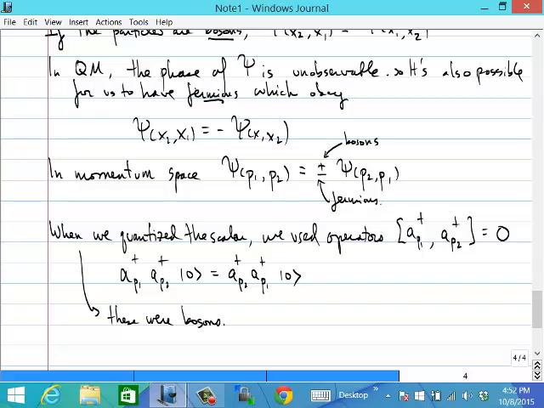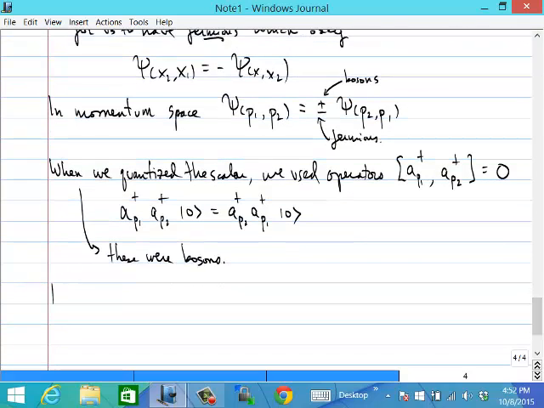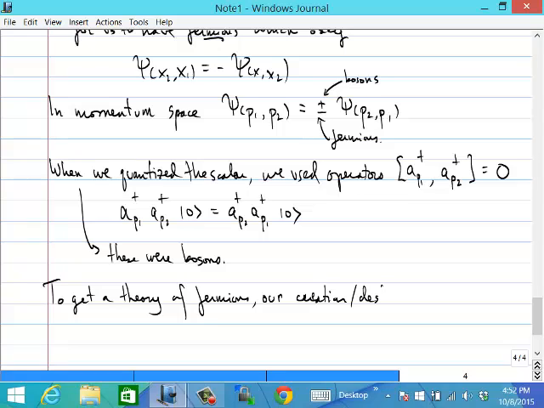So the question then is, how would you construct a field theory where the particles are fermions instead of bosons? To get a theory of fermions, the operators that create or destroy particles must not obey commutation relations, but they must obey anti-commutation relations.